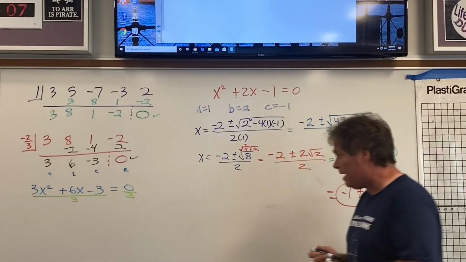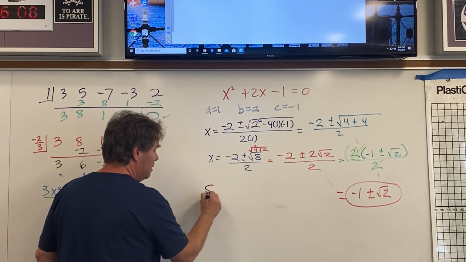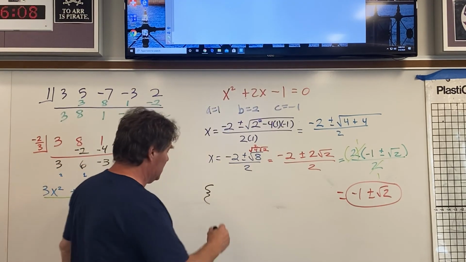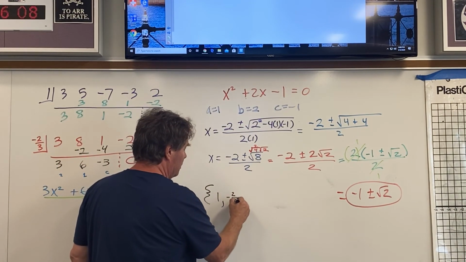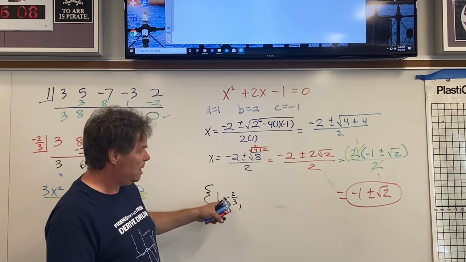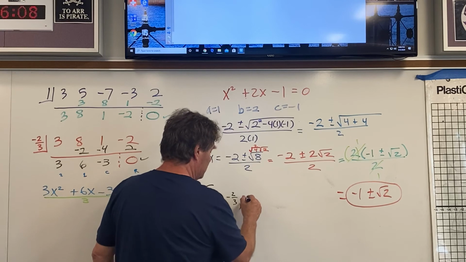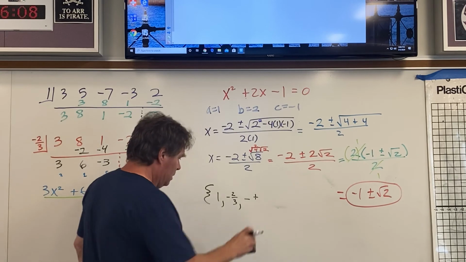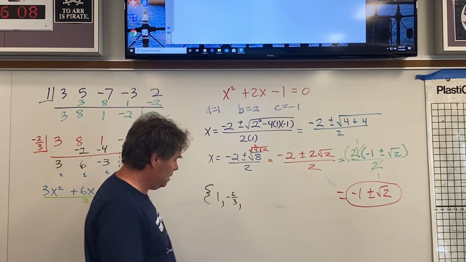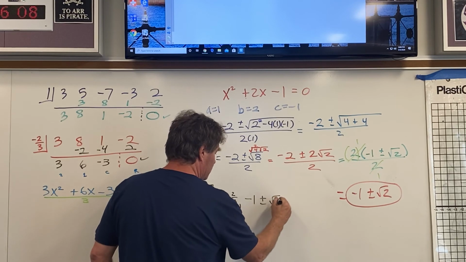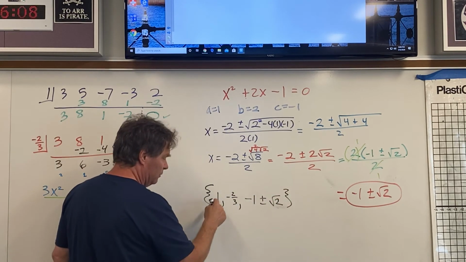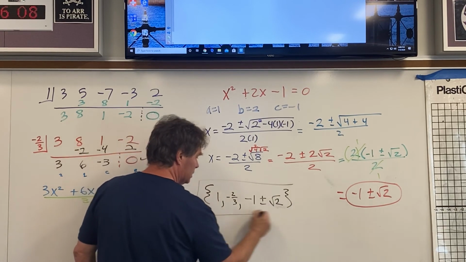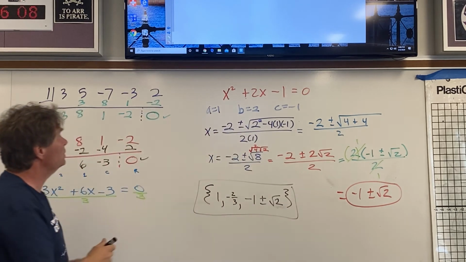So how would you list it as the entire solution set? You would do it like this. You would say, okay, those two that they gave us to begin with, we already know, 1 and -2/3. We knew that from the very beginning, right? But now we could throw in these two numbers. It's going to be -1 plus or minus root 2. And notice that is 4 answers. This, and -1 plus root 2, and -1 minus root 2. That is 4 solutions. A 4th degree should have 4 solutions, and it does.